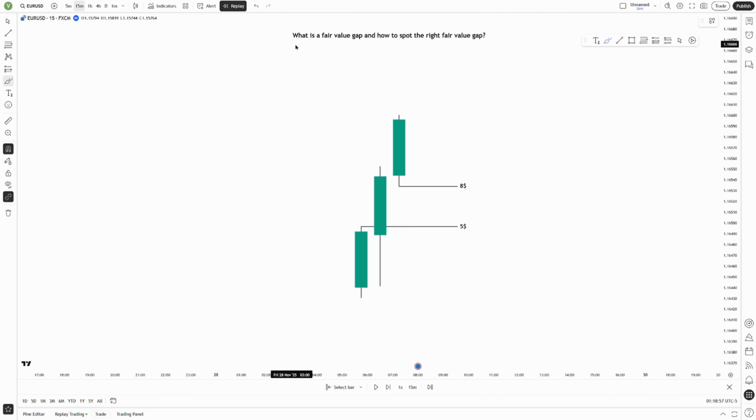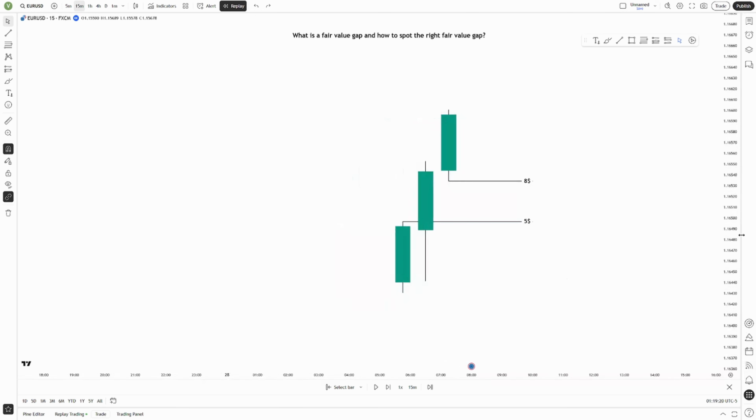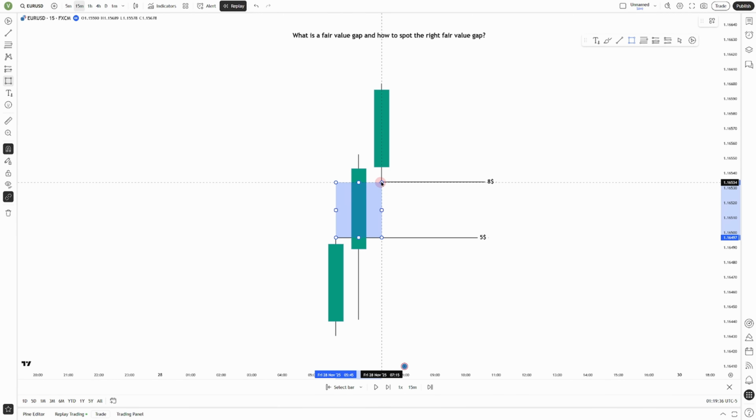Now in this part, I will explain what a fair value gap is and how to spot the right fair value gap. A fair value gap is a 3-candle pattern in which the first, second, and third candles leave a gap in the body of the second candle. The first and third candle wicks should not touch each other and should leave a gap in the body of the second candle. So this is called a perfect fair value gap.